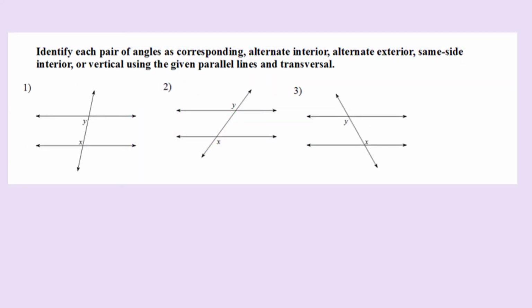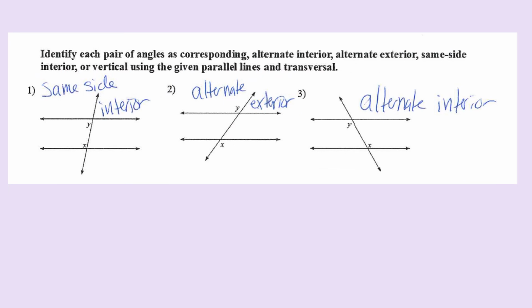Okay, so then go ahead and do 1 through 10 and answer the questions, and then check your answers with mine. So number 1 is a same side interior because they are inside the two lines and they are on the same side. Number 2 are alternate interior. They are on opposite sides of that transversal and they are on the outside of the two lines. Number 3 is an alternate interior pair because they are on opposite sides of the transversal and they are inside those two lines.